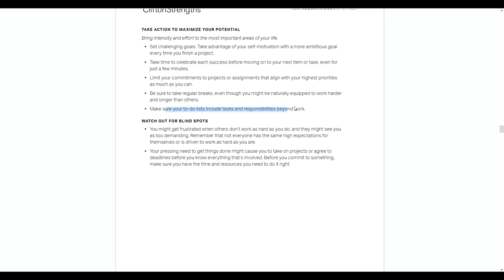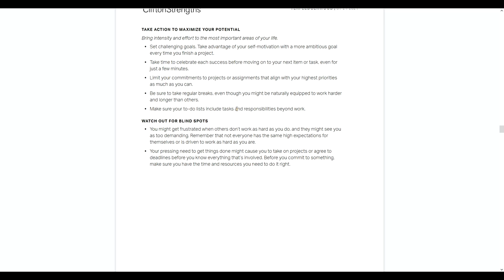And then this one here is really important too. Make sure your to-do list includes tasks and responsibilities beyond work. I literally could work all day, every day, forever because it's fun. I love creating content. I love talking about stuff. I love reading books. I love educating. I love creating courses. Like I could literally just do this forever.